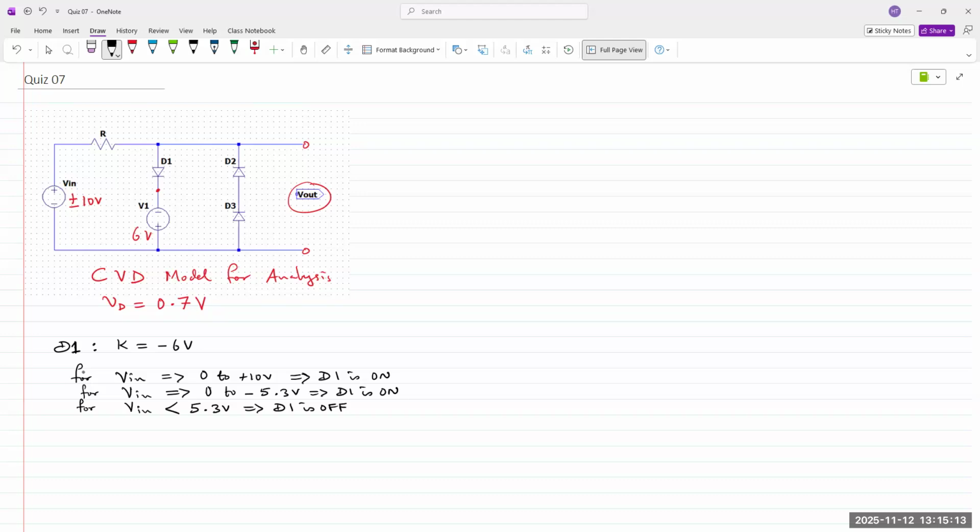I'll pause for a few seconds. Let me know if you have any questions about this branch. Right now, we are only focused on this branch, right? That's where the source is connected. So my first focus is always on that branch. Yes, negative 5.3. Thank you. Negative 5.3.